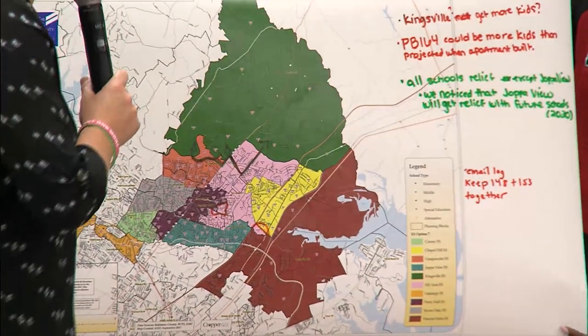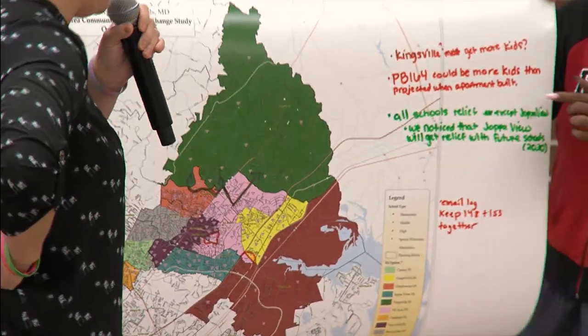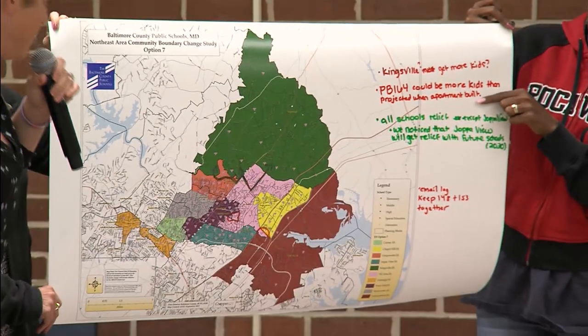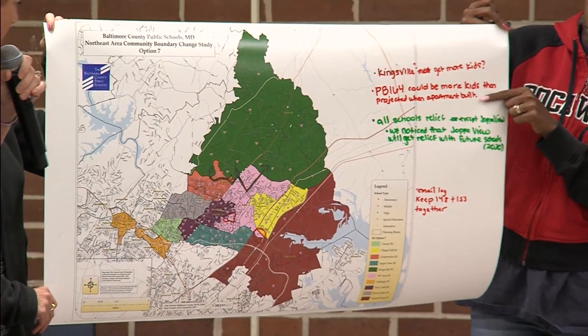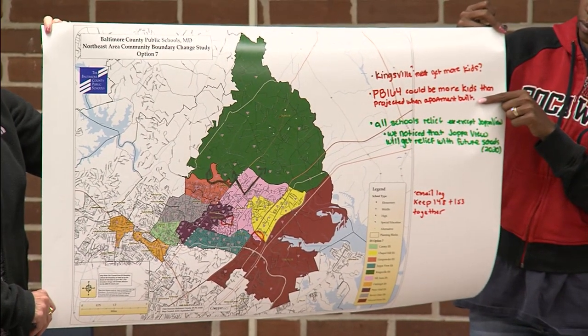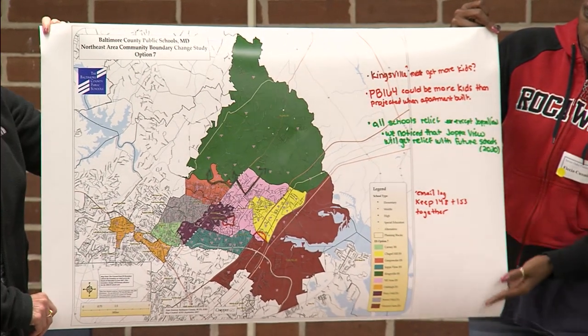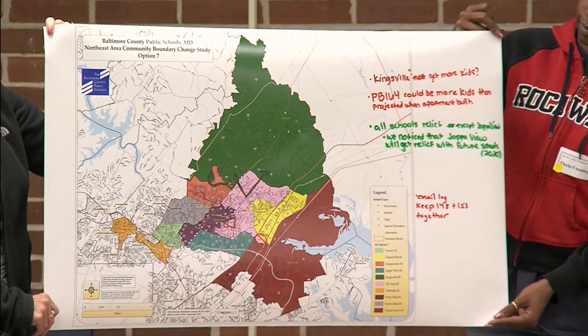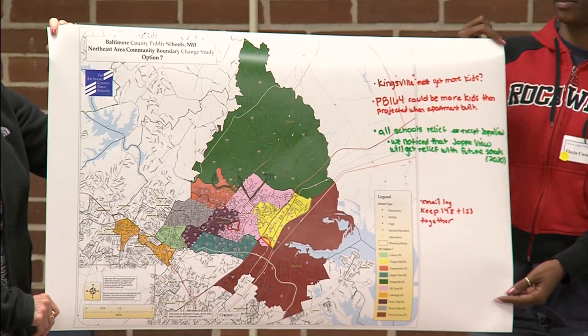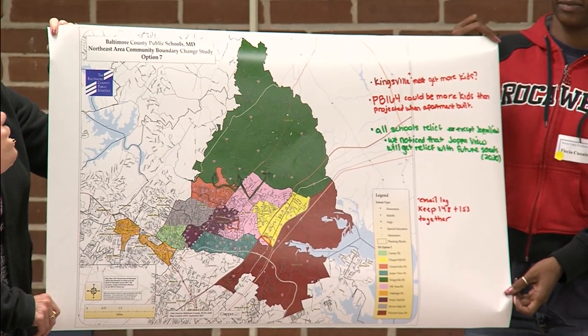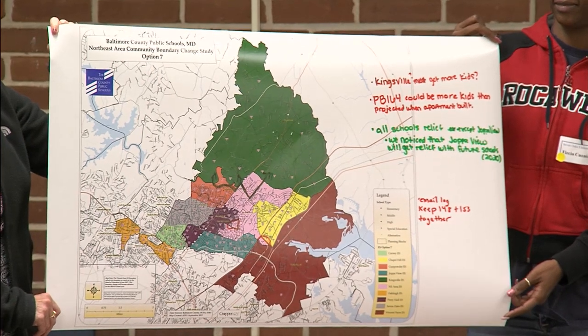We also said PB 164 could be more kids than projected when the apartments are built. They only have 22 kids projected in PB 164, and there are 300 apartments being built. We'd foresee that being more than 22 children, and that affects the new elementary school.